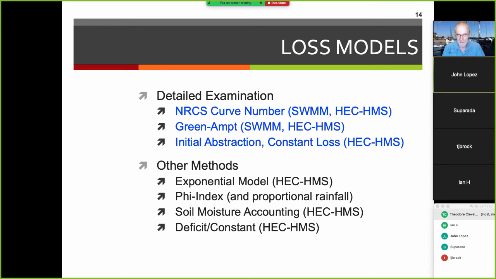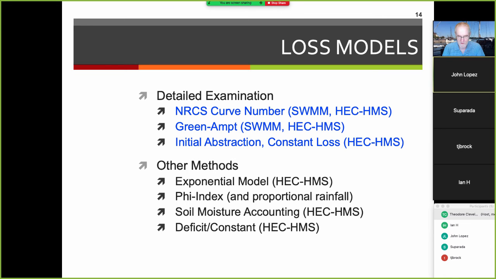The second one is a Green-Ampt model, which is very similar to the infiltration excess approach with a Darcy law component to it. And then a third one, I call it initial abstraction constant loss. I think it goes by some other names. So the first 2 are in SWIM and HEC-HMS. The third one, initial abstraction constant loss, is in HEC-HMS only, and in SWIM you have to hack some input to do it, which is not hard, but it's not directly built into the program.